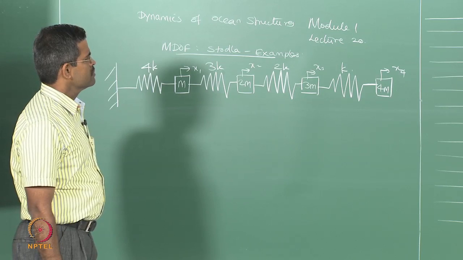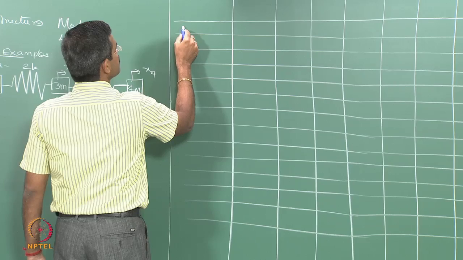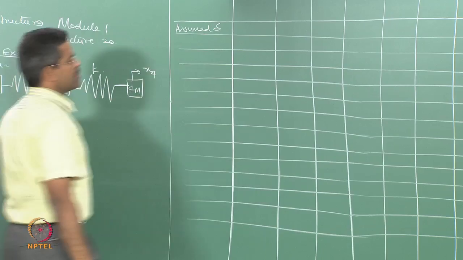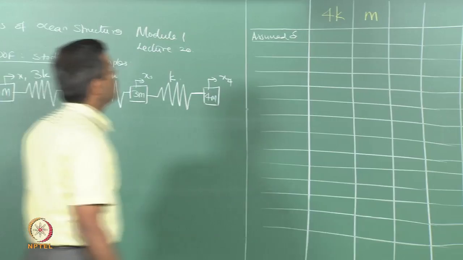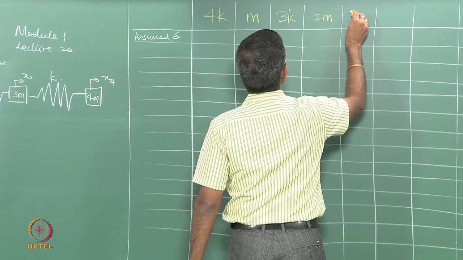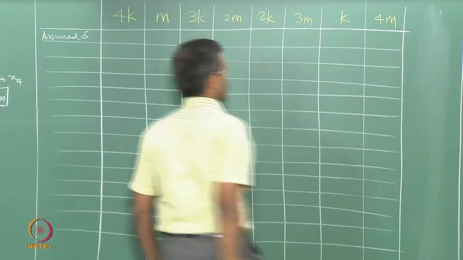So, we will first solve the problem using Stodola's law and try to find out the fundamental frequency and mode shape for this problem. Assume a deflection. Let us enter the values of k and m. I am entering the values as 4k, that is k1, then m, then 3k, 2m, 2k, 3m, k, 4m. These are the values of the respective m and k given in the problem.